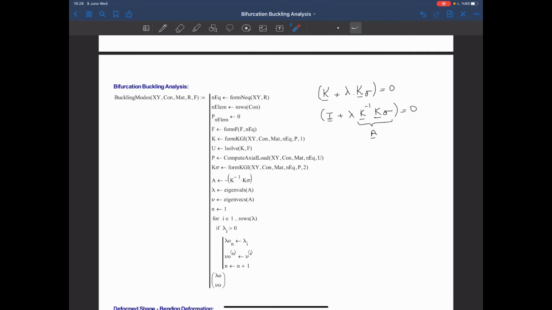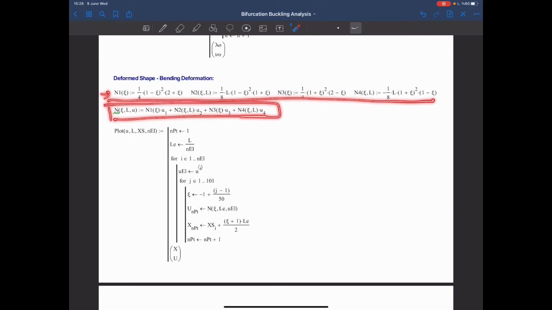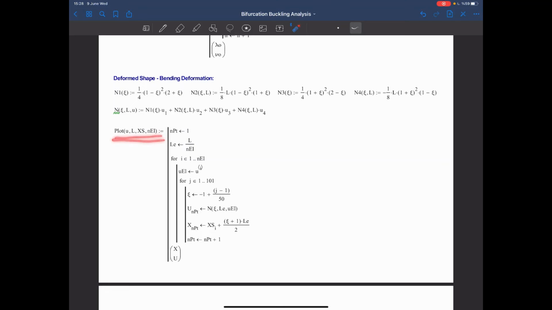And then I calculate the eigenvalues and the eigenvectors. I'm interested in the positive eigenvalues, so I am going over all the eigenvalues that I calculated, storing the ones that are positive and reporting them. And we said that the eigenvectors will give us the buckling modes. So I'm just using the Hermitian shape functions. This is the equation that gives us the deformed shape depending on your displacements. And this is the plot algorithm that we used in the previous homework.